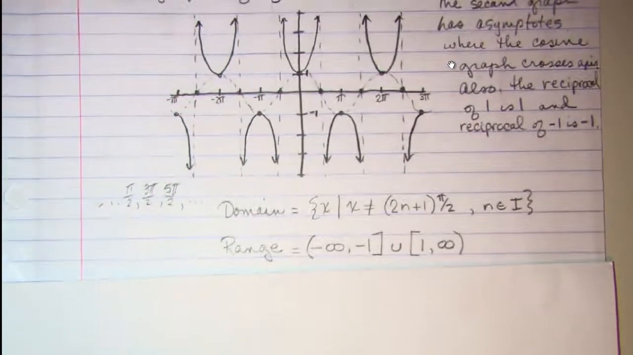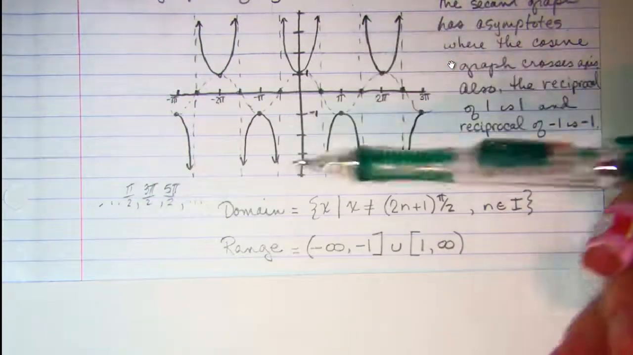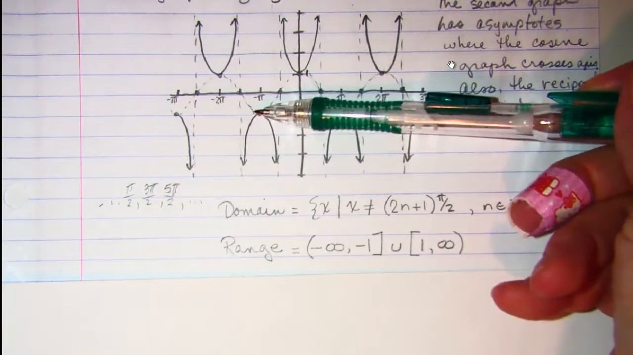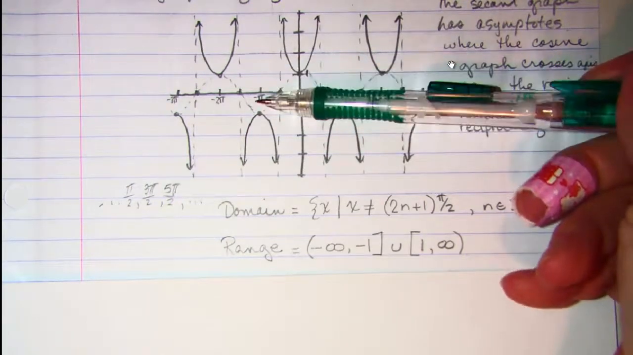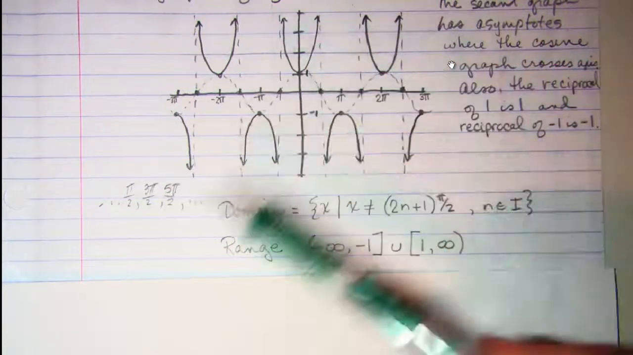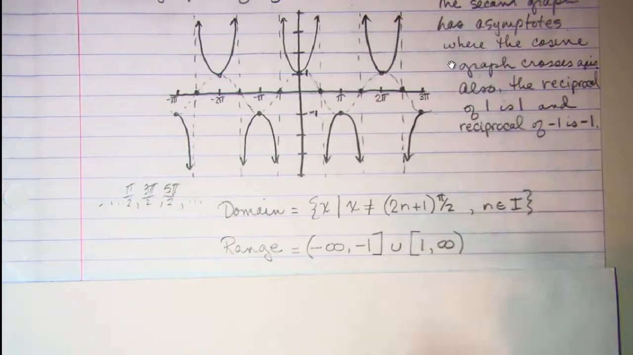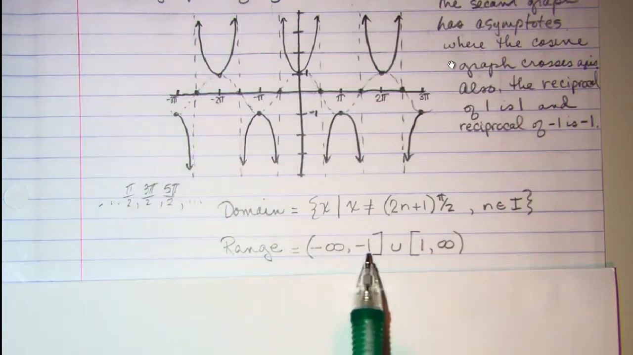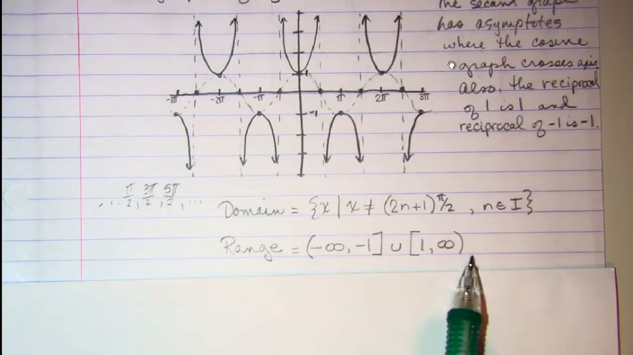Our range is a little different from our sine and cosine in that we have negative infinity all the way up to negative 1. We include the negative 1, and then there's a blank space in between here because, remember, this dotted line is your cosine curve, and what we want to talk about is our secant curve. So our range is from negative infinity to negative 1, including the negative 1 in your interval, union with 1 to infinity.